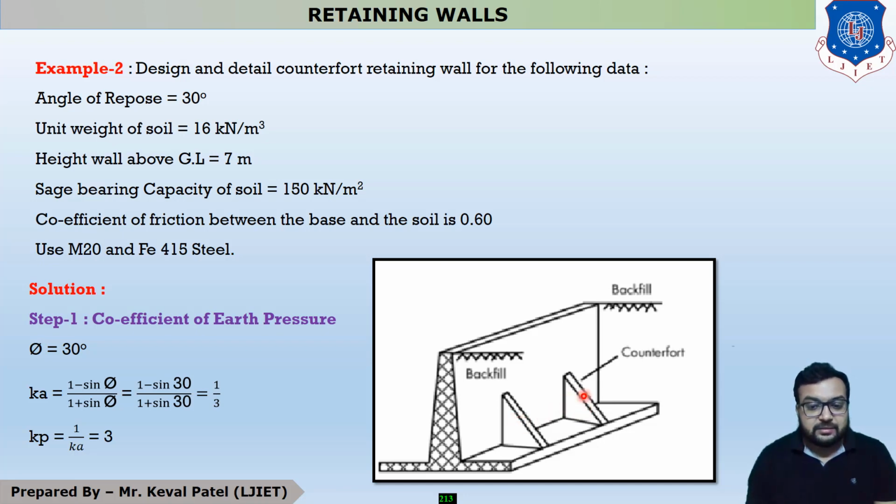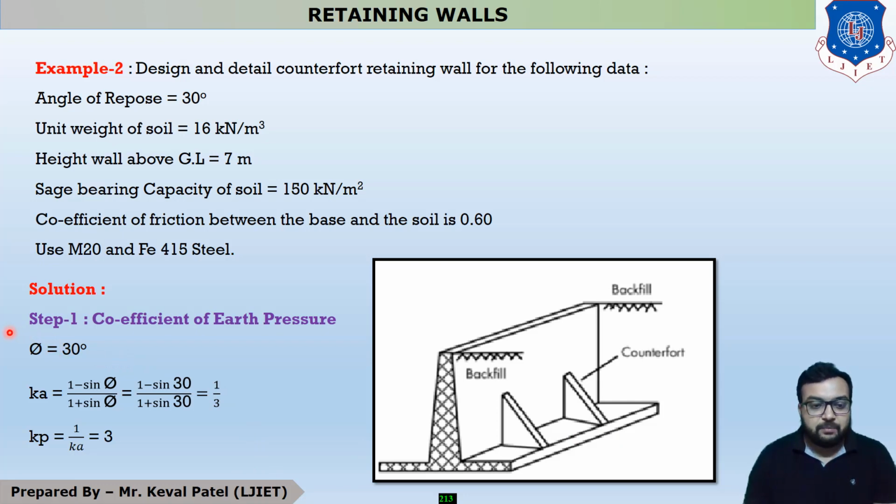So these two counterforts, the distance between two counterforts is considered as L. Okay, so this is calculated in our step number 2, which is the calculation of preliminary dimensions. So now we are moving further to our solution of example number 2.